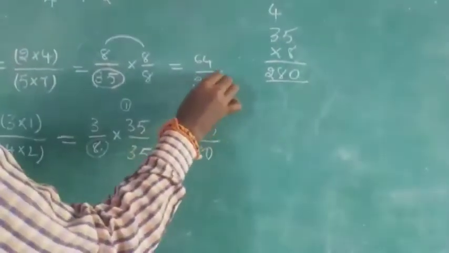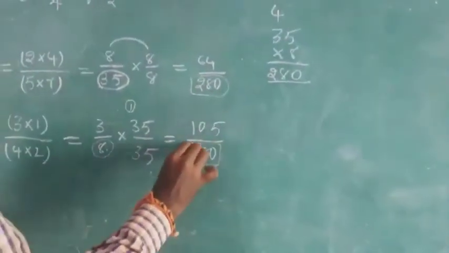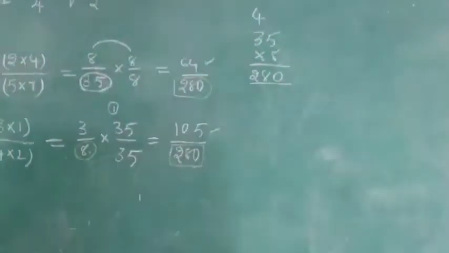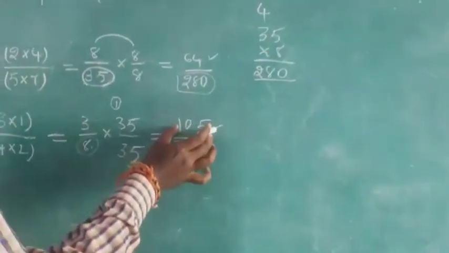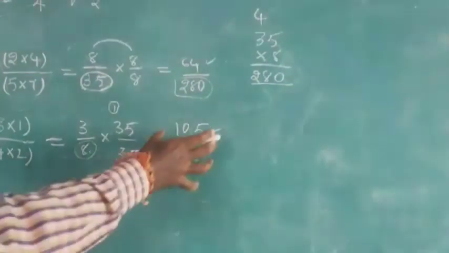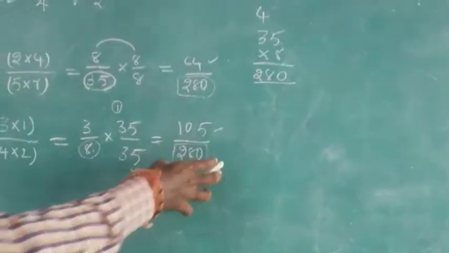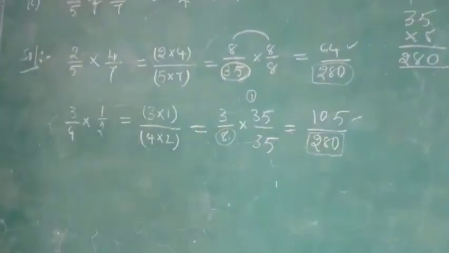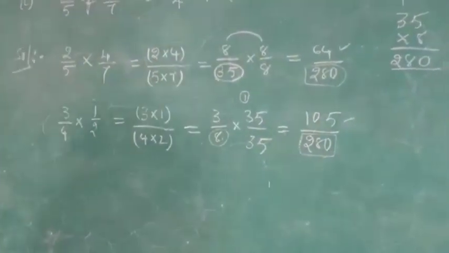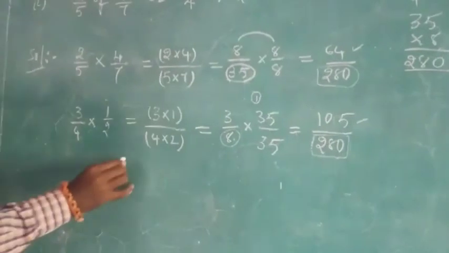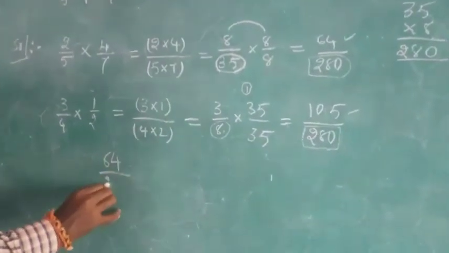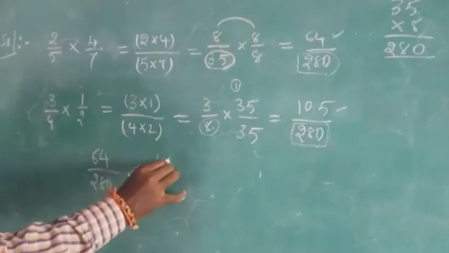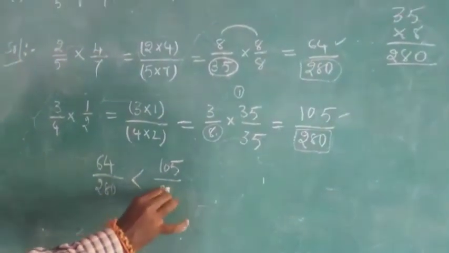Then observe this clearly. This denominator here is 280, and here is 280. These are like fractions. Yes, 64 and 105, 105 is the greater. So 105 by 280 is the greater. Therefore, 3 by 4 into 1 by 2 is also the greater number. So let me write here, 64 by 280 is less than 105 by 280.